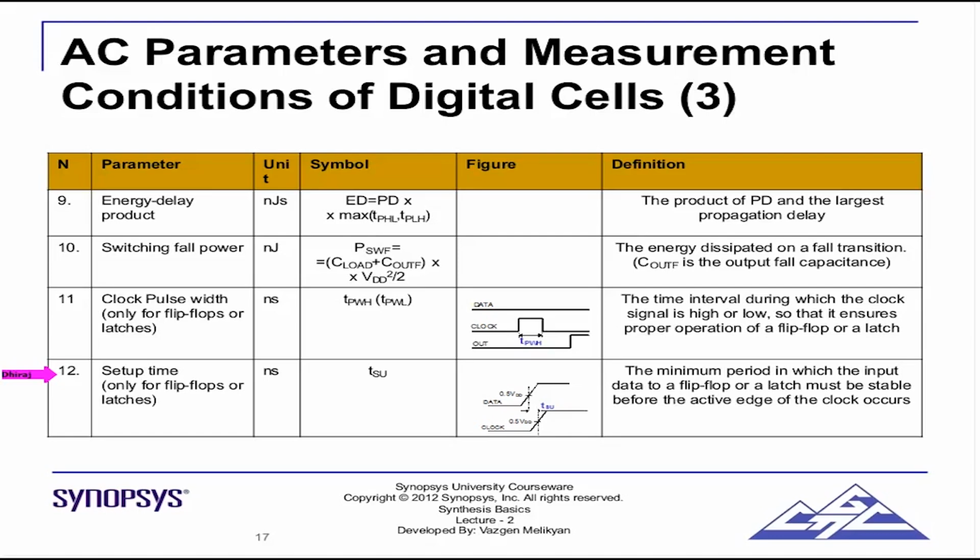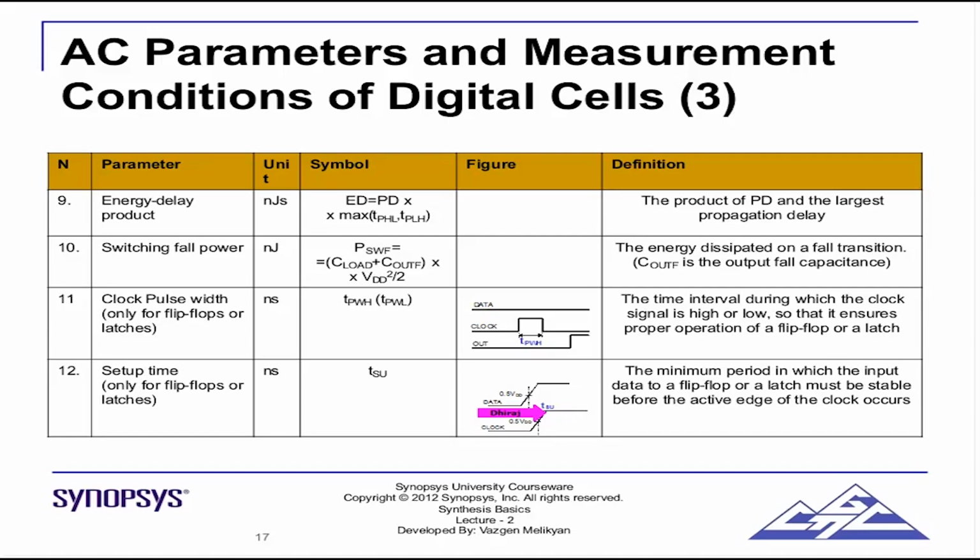Setup time. Setup time is a constraint for sequential elements. The setup time is a minimum time in which the input data to a sequential element must be stable before the active edge of the clock. So let's say the clock arrives at some time t. Now the minimum amount of time such that the data should change before the clock arriving at t. This minimum amount of time needed is called the setup time requirement.